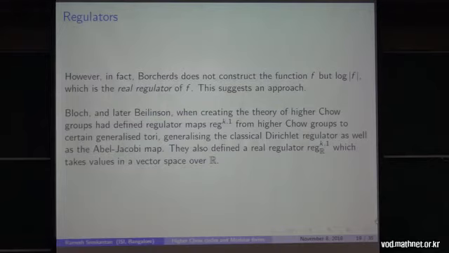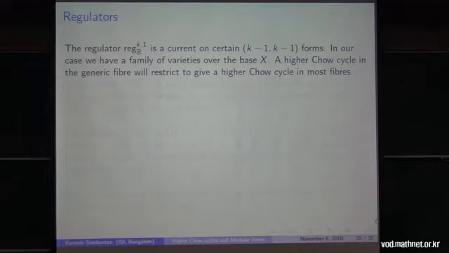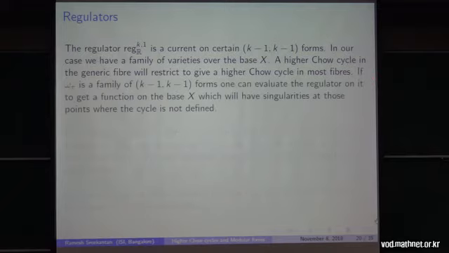So this regulator object is a current on certain k minus 1, k minus 1 forms. In our case, we have a family of varieties over a base X. A higher Chow cycle in the generic fiber will restrict to give a higher Chow cycle in most fibers, right? Okay, so that's what a higher Chow cycle looks like. In our case we have a base X with the parameter tau on it, and we have a higher Chow cycle in the generic fiber, which you can think of as parameterized by tau. It's a family of cycles parameterized by tau at most places.